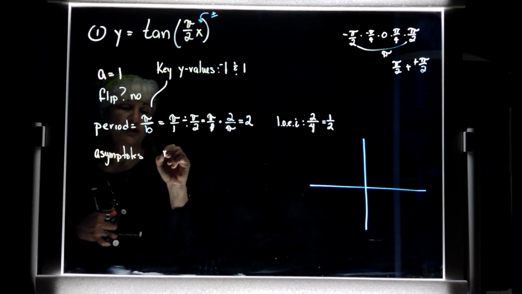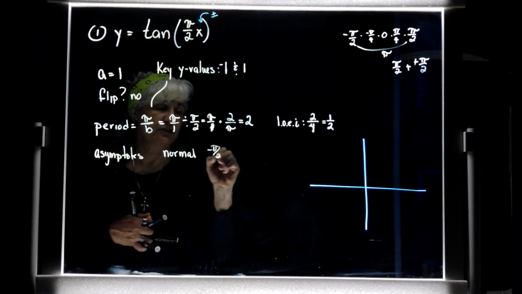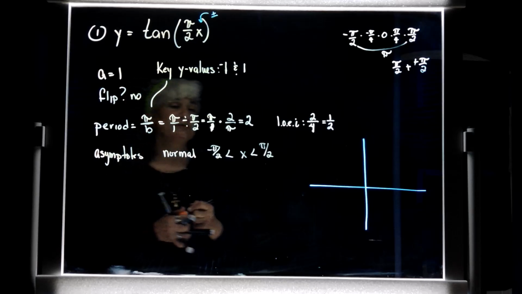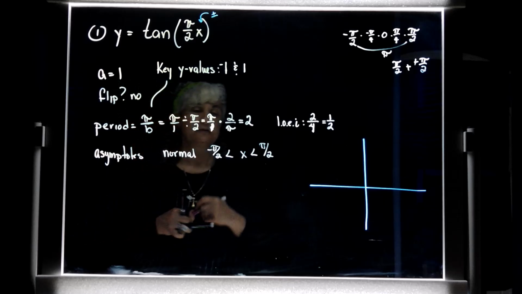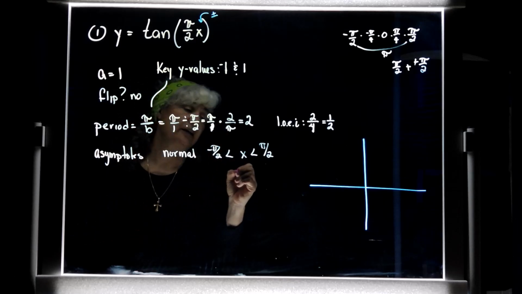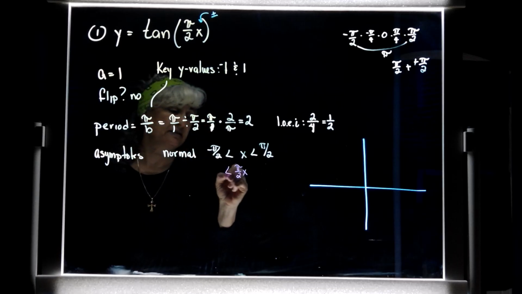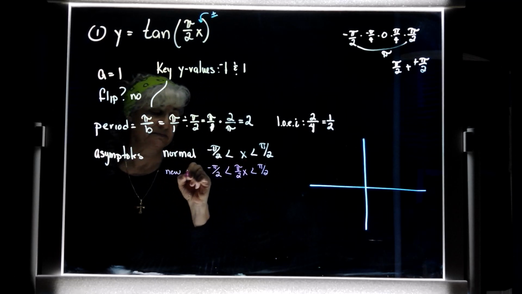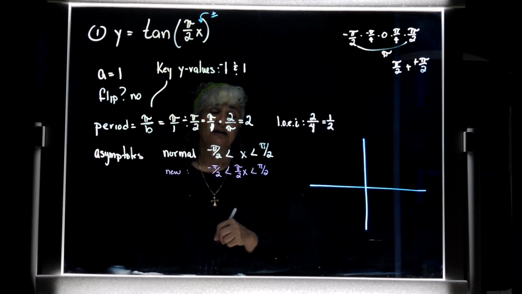Now here's the deal. The normal is from negative pi over 2 to pi over 2. That's the normal. This one's different because I have a pi over 2 as a coefficient of x. So I need to find the new asymptotes based upon pi over 2 being multiplied to x.